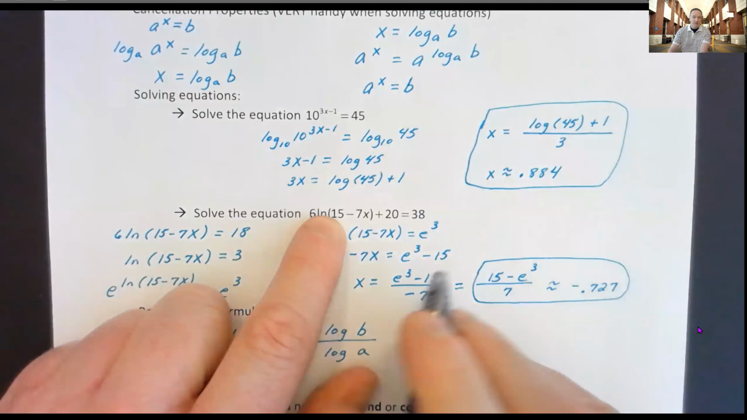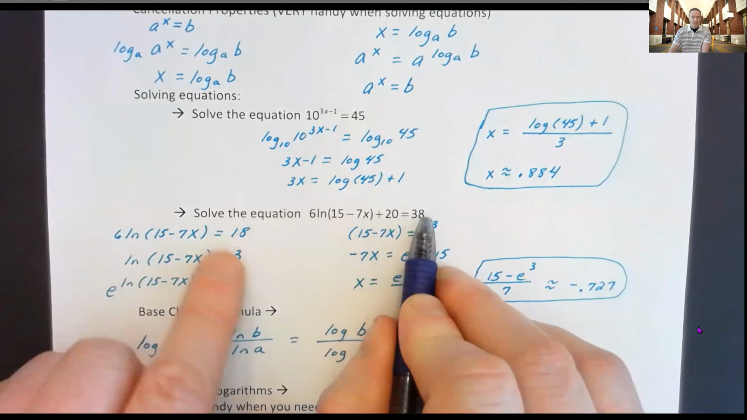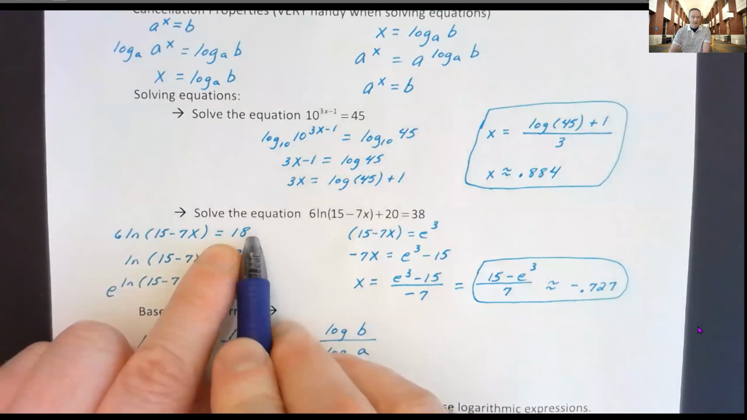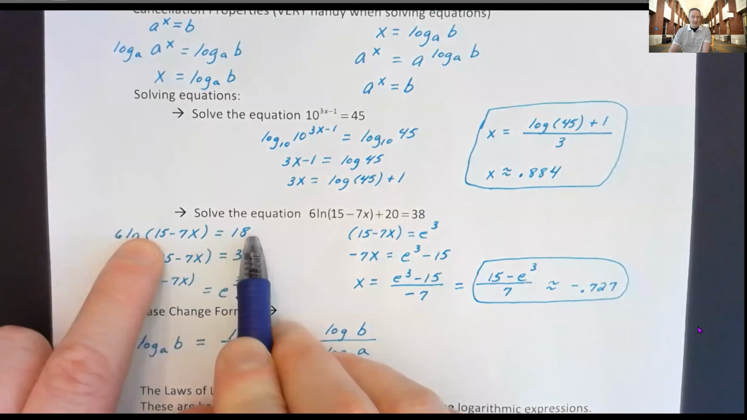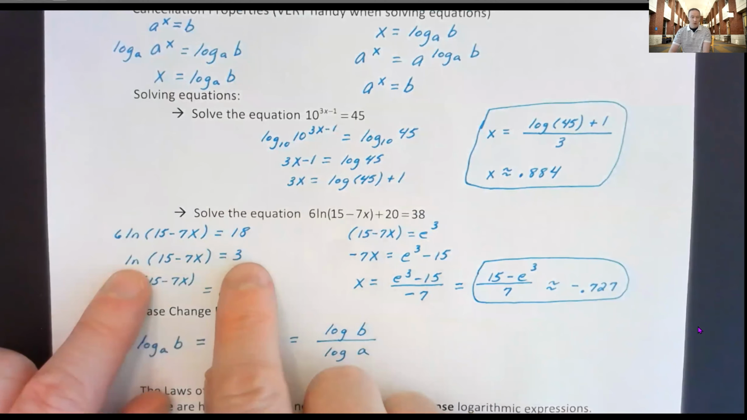I have to make sure it's by itself first. So the first step is I'll subtract 20 on both sides. That's what I did here. Then I have 6 times the natural log, so I divided by 6 on both sides. And then you can say, okay, now you've got the natural log by itself.